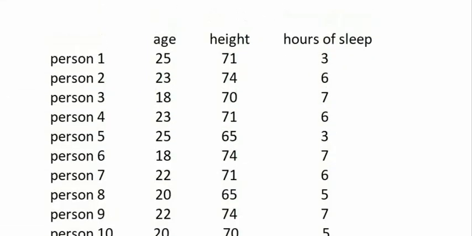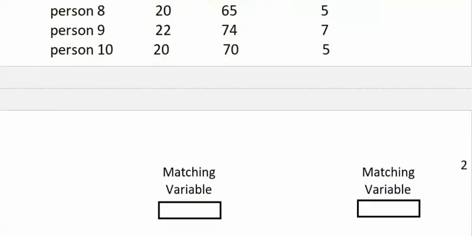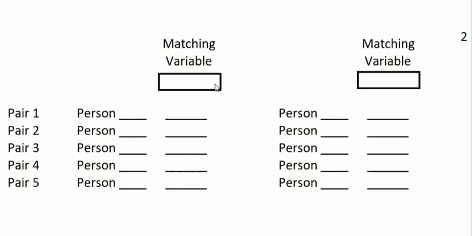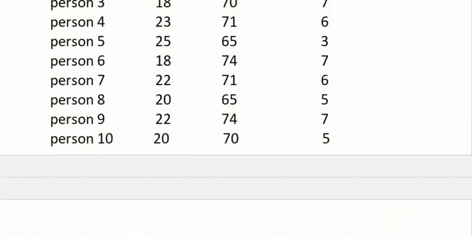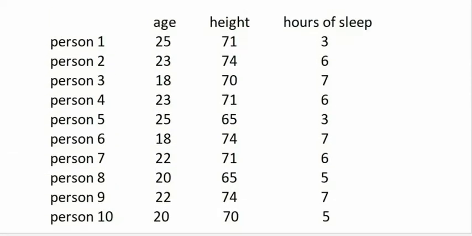So let's say you decide to pick hours of sleep as your matching variable. What you're going to do now is put hours of sleep here, just write hours of sleep, and write hours of sleep right here. And next what you have to do is create your matched pairs. So what you have to do is create pairs of people that are highly similar on hours of sleep, because that's my matching variable. It's the one I decided to pick.